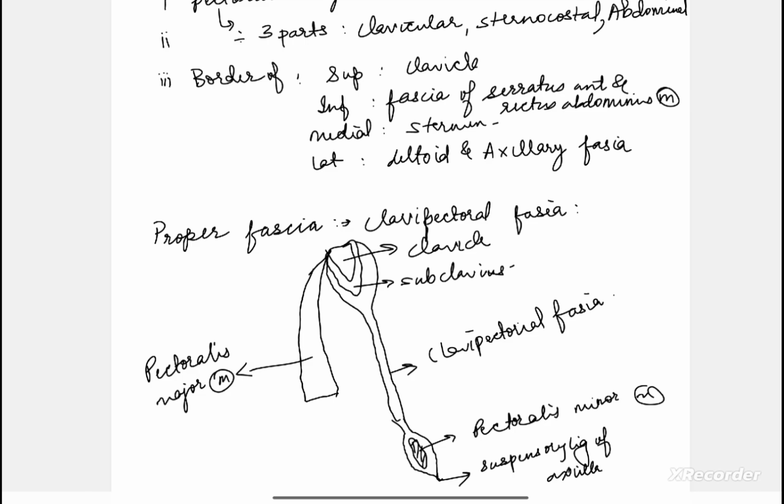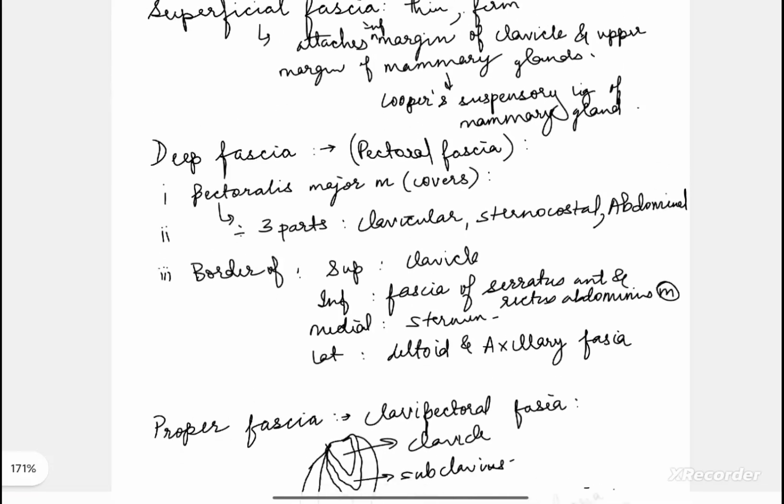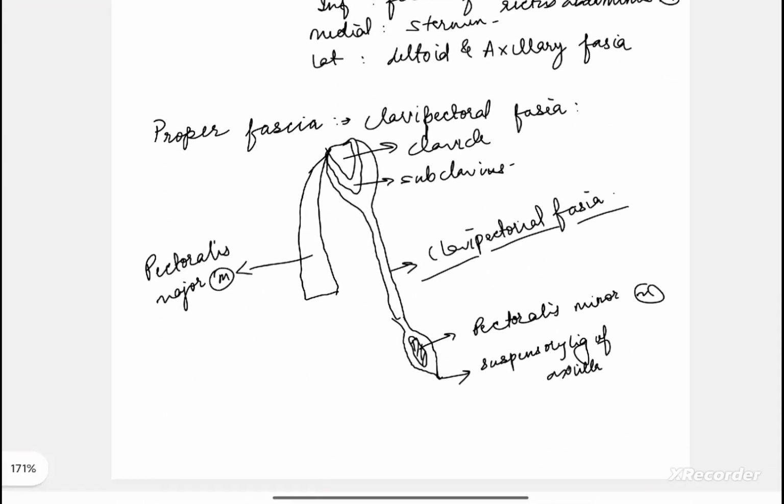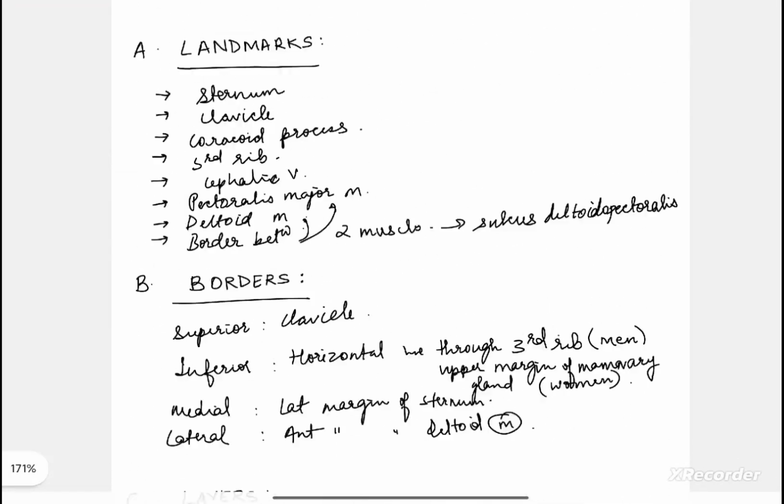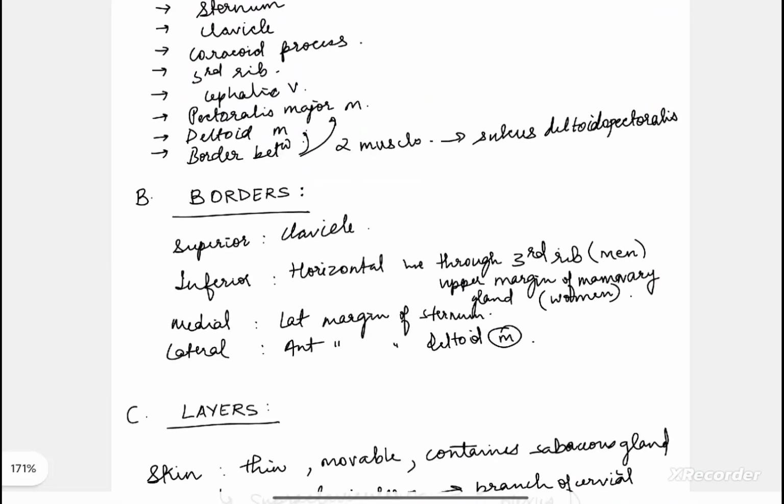Okay, do you understand this? Here is the pectoralis major muscle. From the clavicle, this proper fascia extends, covers the pectoralis minor muscle, and further extends as the suspensory ligament of axilla. Now, between the subclavius and pectoralis minor, it is called the clavipectoral fascia. Okay, till here we have done our topic of subclavian region.